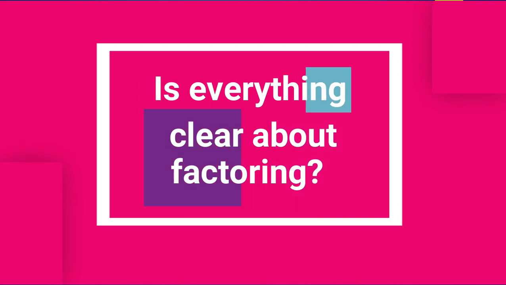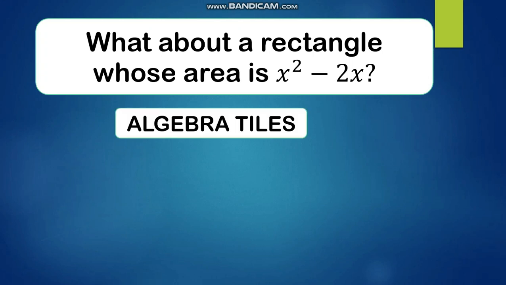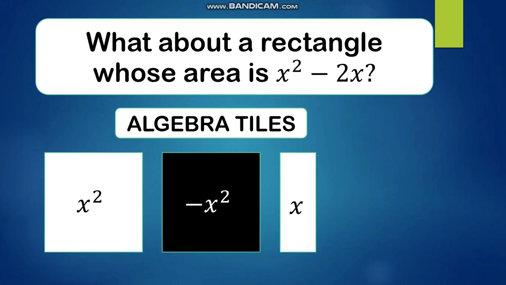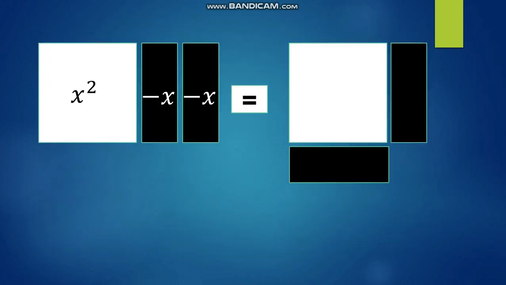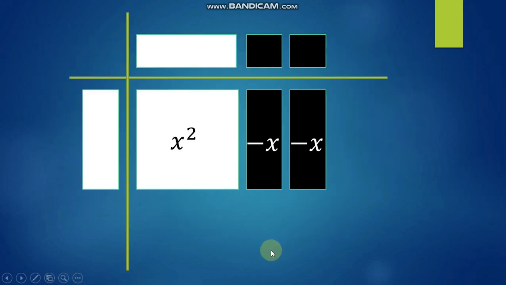Now let's apply the concept using variables. What about a rectangle whose area is x squared minus 2x? What are the dimensions of the rectangle? Using the algebra tiles, we have here x squared, negative x squared, x, negative x, 1, and negative 1. But remember, x squared minus 2x cannot be illustrated this way. This is not correct. Instead, we have x squared minus x minus x.